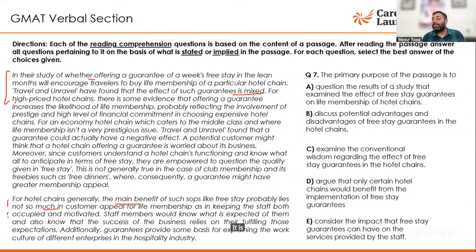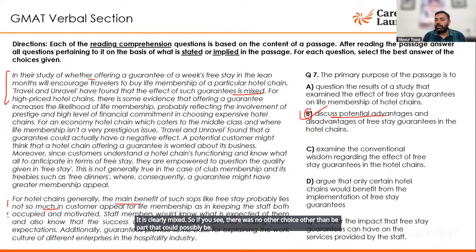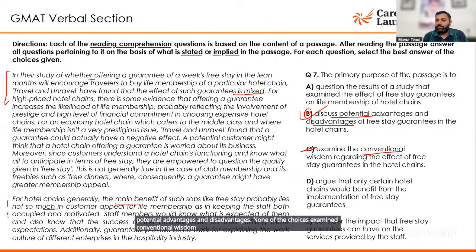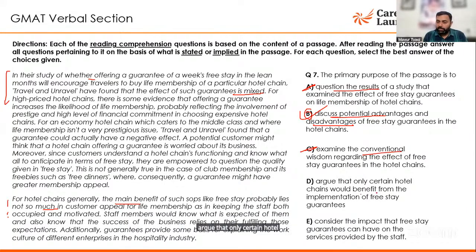It is clearly mixed. So if you see, there was no other choice other than the B part that could possibly be potential advantages and disadvantages. None of the choices examine conventional wisdom. There is no conventional wisdom. Question the results of the study? They're not questioning. They're just saying that it is mixed. Both positives and negatives are there. Evaluating rather than questioning. Argue that only certain hotel chains would benefit? Absolutely not. Clearly not the case here.